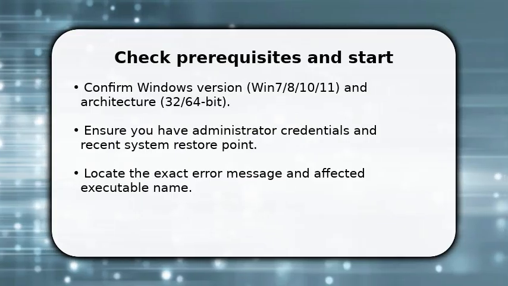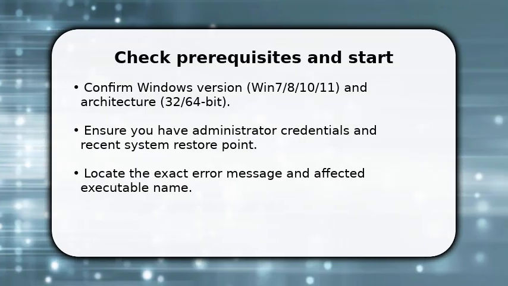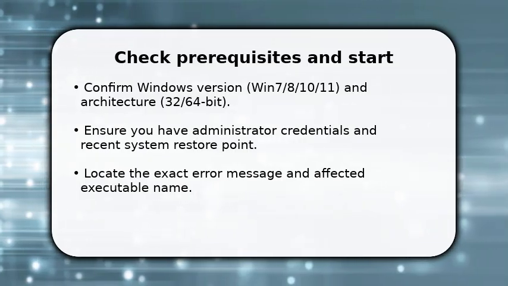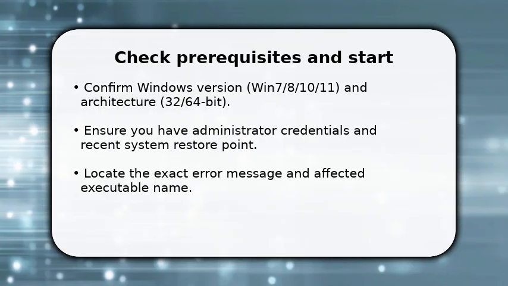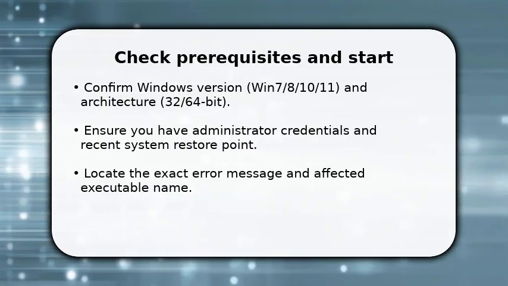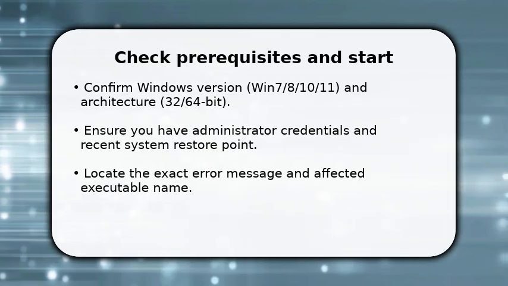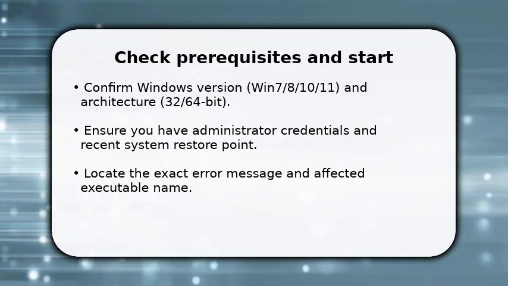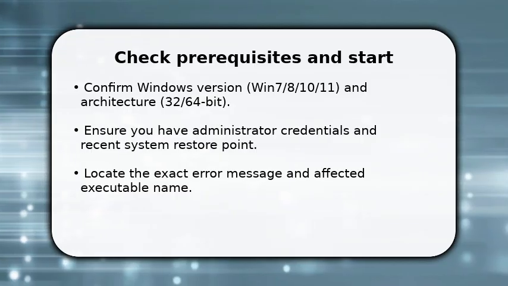You begin by verifying requirements. Check the Windows version and whether it is 32 or 64-bit, because the wrong binaries fail to register. Once done, sign in as an administrator so registry and system files can be changed. Next, create or confirm a system restore point in case rollback is needed.